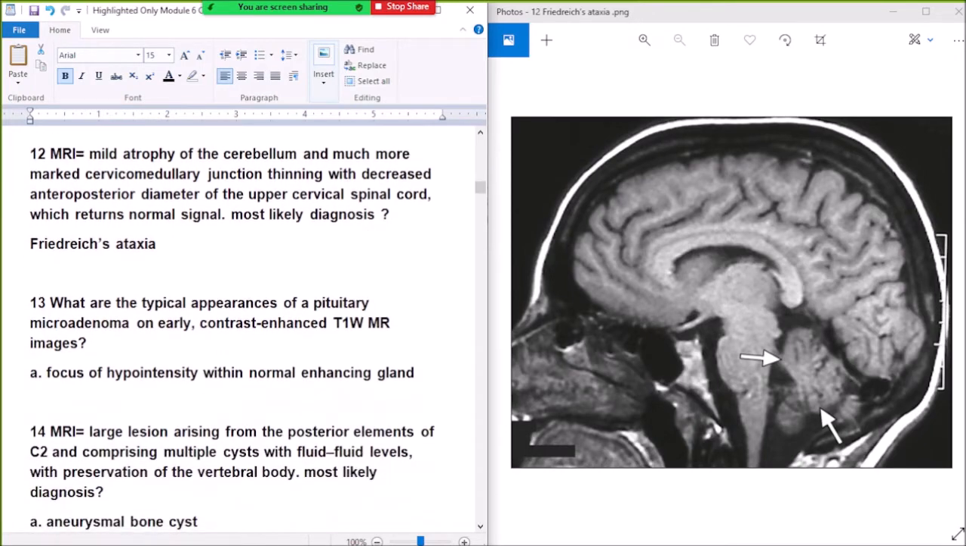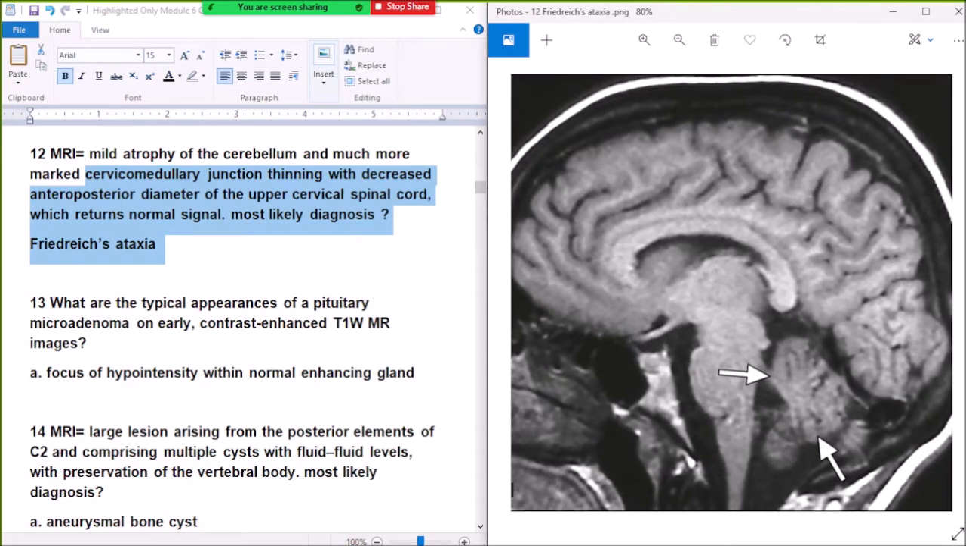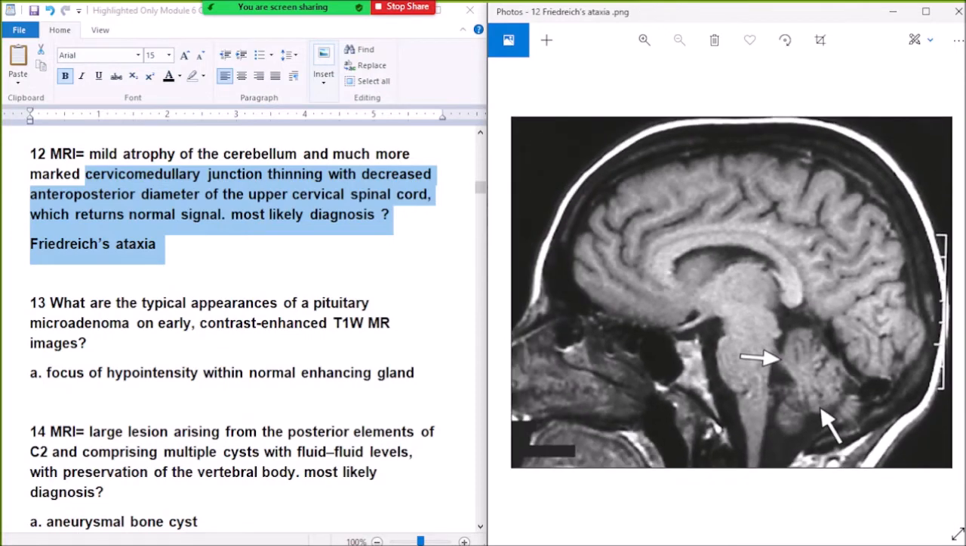Number 12. MRI shows mild atrophy of the cerebellum and much more marked cervicomedullary junction thinning with decreased anteroposterior diameter of the upper cervical spinal cord, which returns normal signal. Most likely diagnosis is ataxia. There is mild atrophy of the cerebellum and much more marked cervicomedullary junction thinning with a thin upper cervical cord.